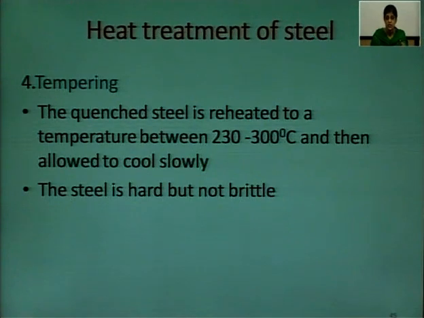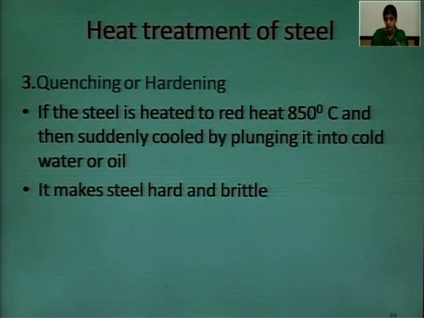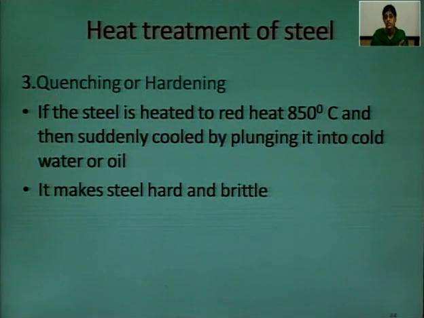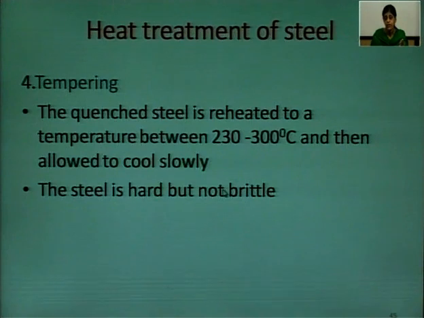The next process is tempering. In this case, the quenched steel, the steel that we heated and cooled suddenly, is reheated to a temperature of 230 to 300 degrees centigrade and then it is allowed to cool slowly. This makes the steel hard but not brittle. The quenched steel became both hard and brittle, but tempering makes it hard but not brittle.